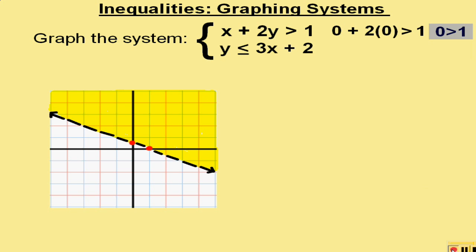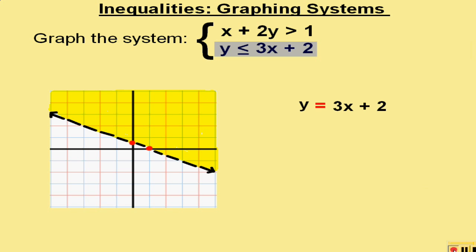We now graph the other inequality, and we use a similar process. We must first change the less than or equal to sign into equals. We will use the slope-intercept process to graph this line. We must first find the y-intercept, which is 2. So we plot 2 on the y-axis.